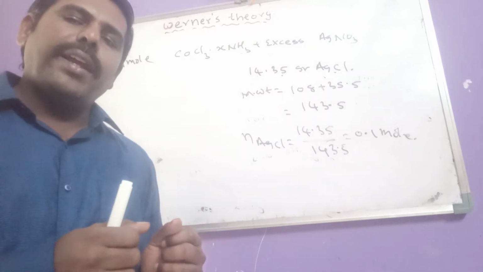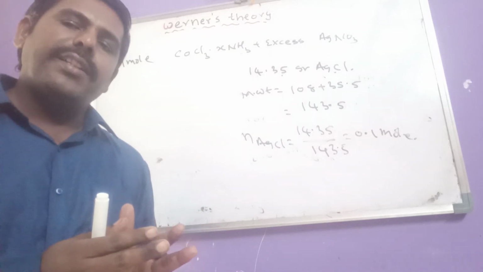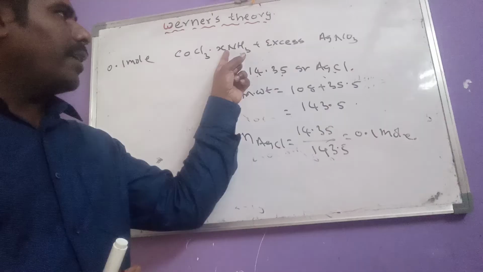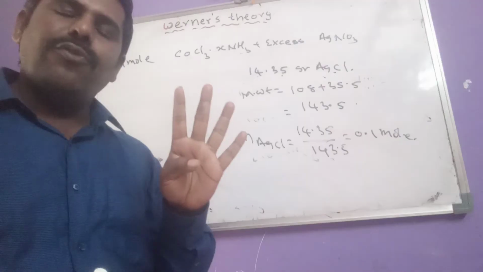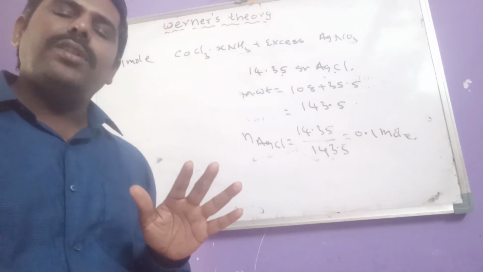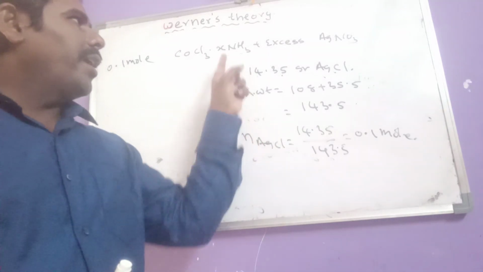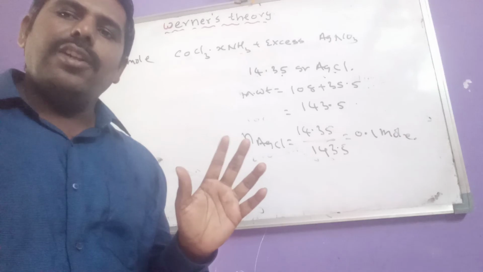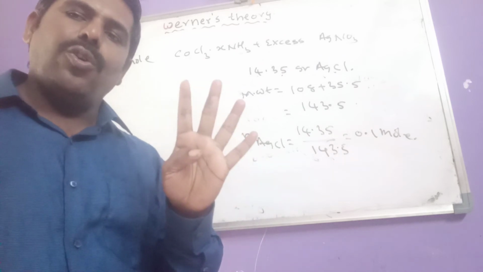When will 2 chloride ions enter into the coordination sphere? When the number of ammonia molecules is 4, then only two chloride ions enter into the coordination sphere. Now, what is that X value? It is nothing but 4.